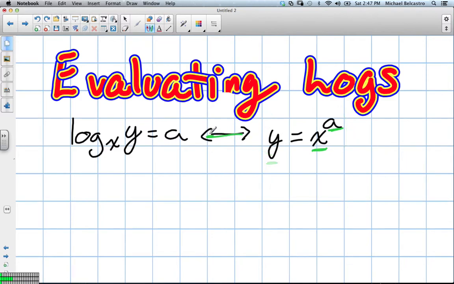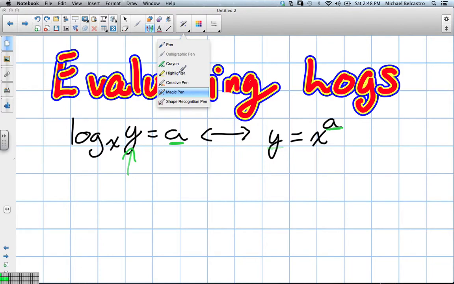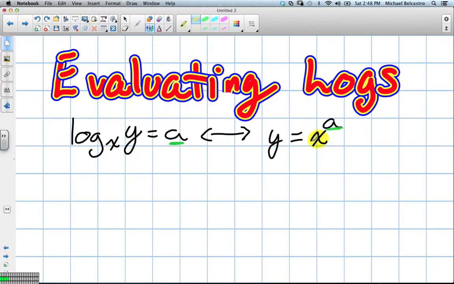The equivalent in log form, with these same terms, would be log base x. So the base becomes the base of the log. The answer becomes what the log is equal to, so our y value, and the exponent is what it's all equal to. I'm just going to highlight these with respect to each other. So the x is here, the y is there, and the a is here. That's how they relate to each other.